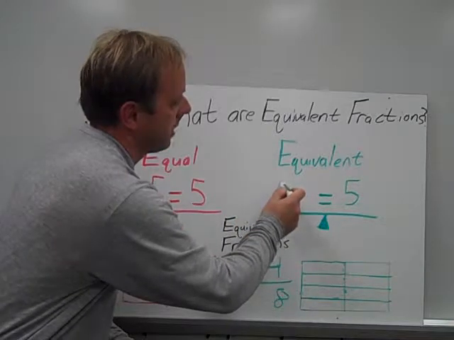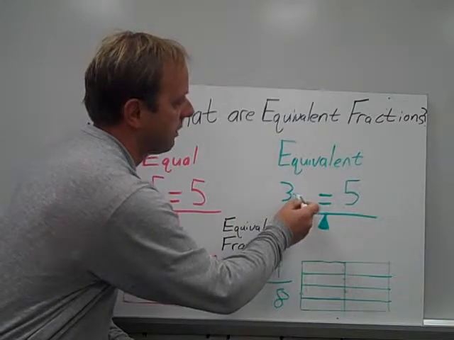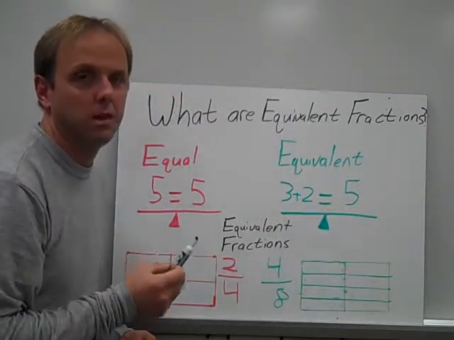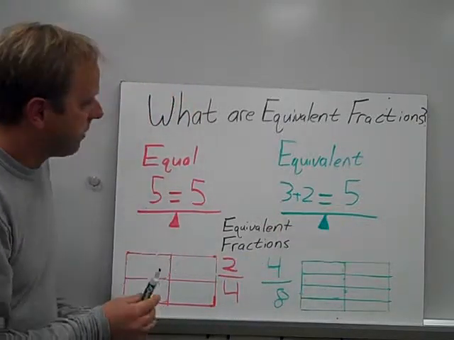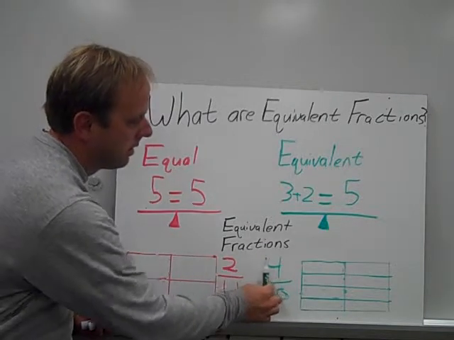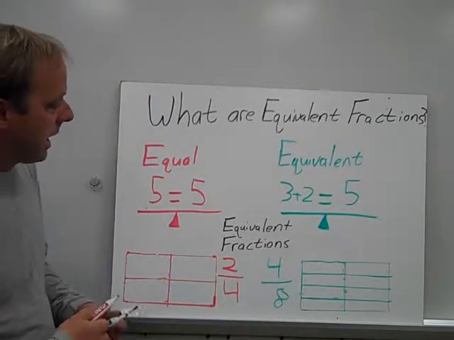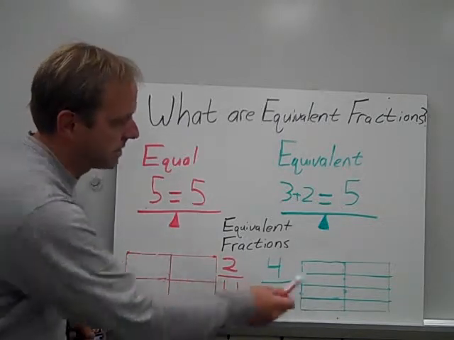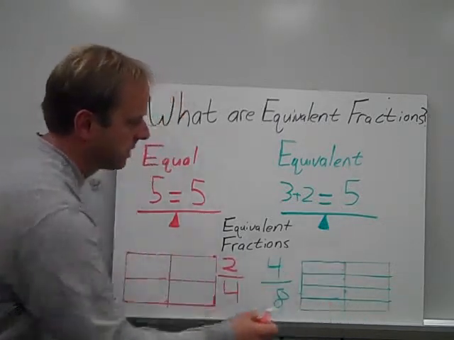So over here I could write a number of things. I'm going to choose to write 3 plus 2. Both sides have a value of 5. They don't look the same. Now with fractions we want to look at a picture to begin with. I have two pictures that are equal in total size. This box is the same total size as this box.